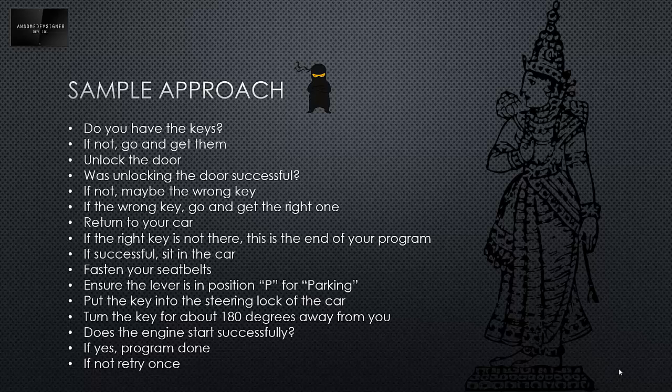If successful, sit in the car, fasten your seatbelts, ensure the lever is in position P for parking, put the key into the steering lock of the car and turn the key about 180 degrees away from you. If the engine was started successfully, the program is done. If not, retry it. This is an exhaustive version of how to turn on an automatic car, but it demonstrates quite well how a real-world problem is broken down into several steps. This is often called a top-down approach.